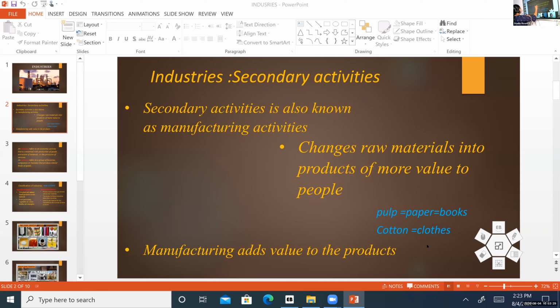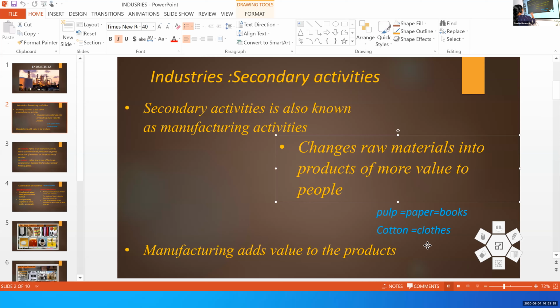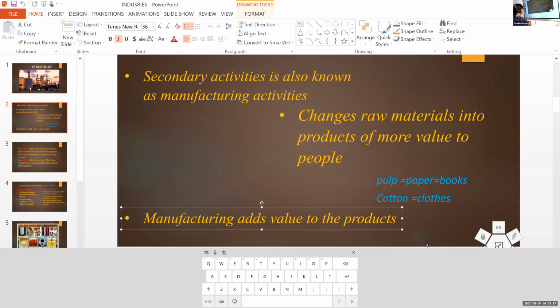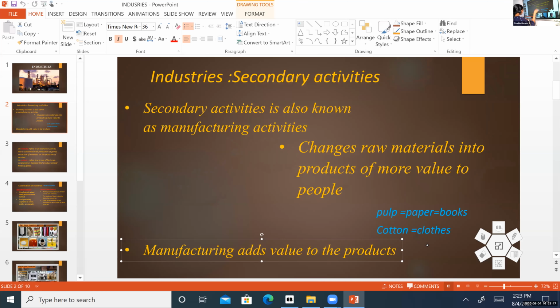Manufacturing activities change raw material into finished product, and this adds value to the product. Manufacturing changes raw material into finished product. Manufacturing adds value to the product. Is it clear? Yes. This point is clear, just the introductory part of the lesson.